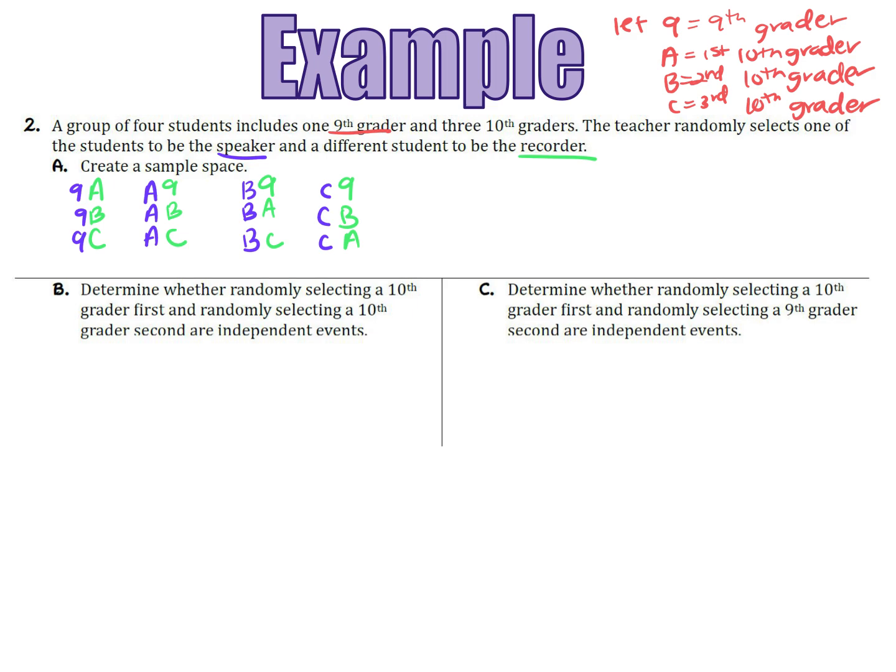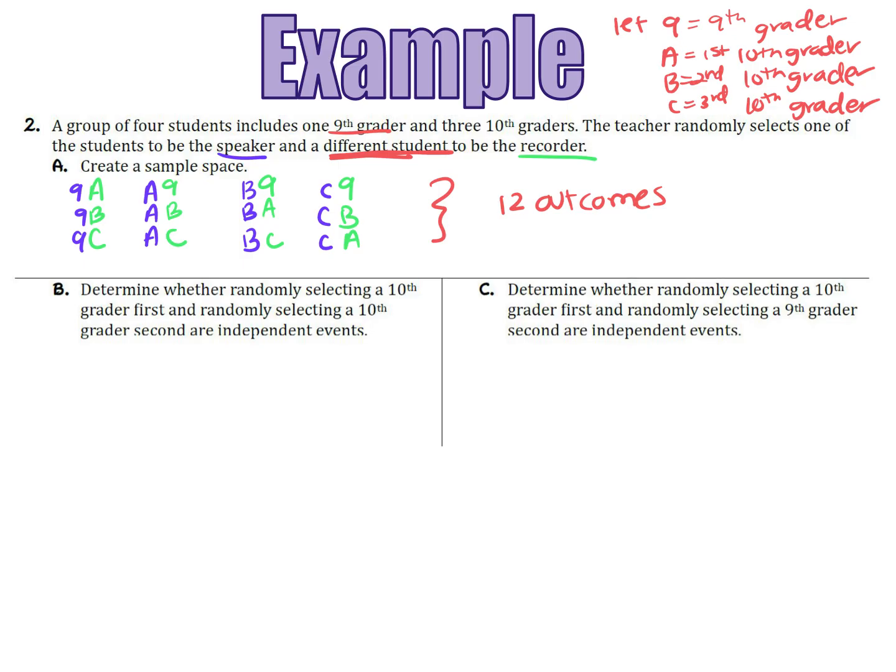So hopefully you had enough time to list those out, and maybe yours looks a little bit different than mine. But what I can see here is that there are 12 different outcomes because it says that we're using a different student for each thing. Someone can't be the speaker and the recorder. So I'm going to use this 12 outcome sample space to answer questions B and C.